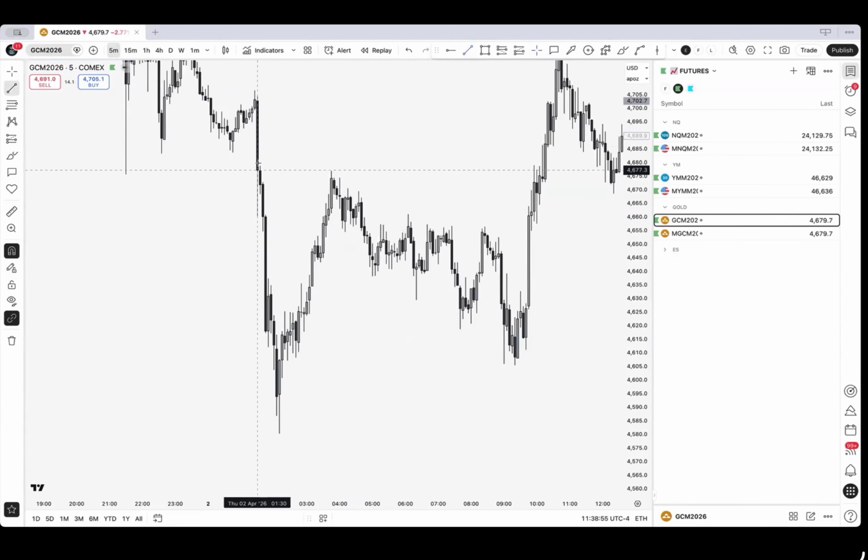Yeah, I like to look at what price is actually reacting off of. It just gives me clarity on why this move is happening. So that's why I would target that.